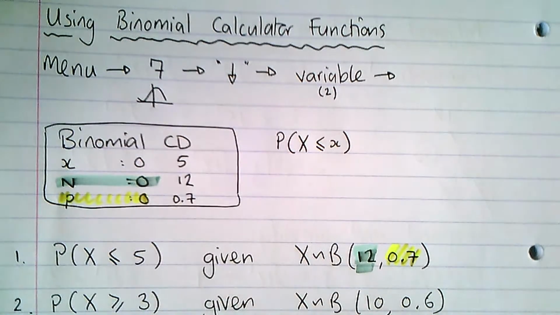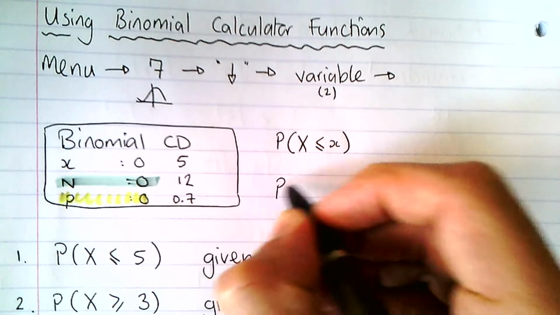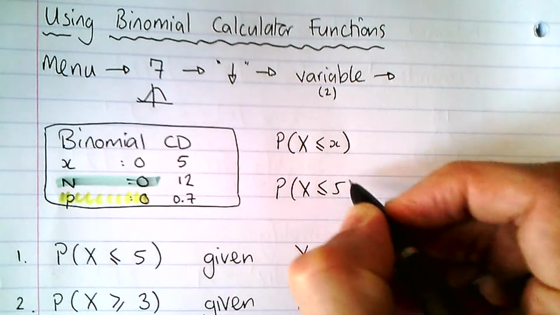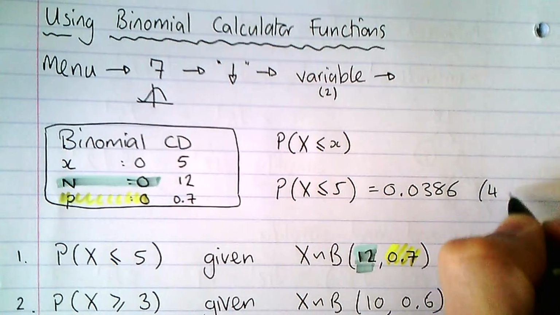So if I do that on mine, I'm going to put 0 in, my upper limit of 5, my number of trials is 12, and my probability is 0.7. When I do that, I get a probability x is less than or equal to 5 of 0.0386, and that's to 4 significant figures.